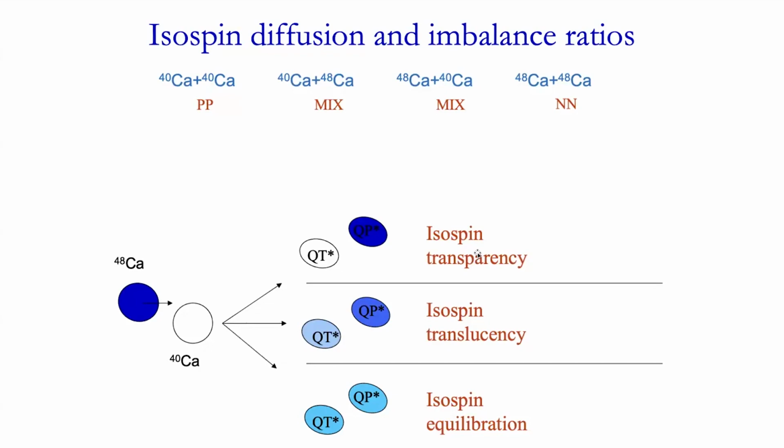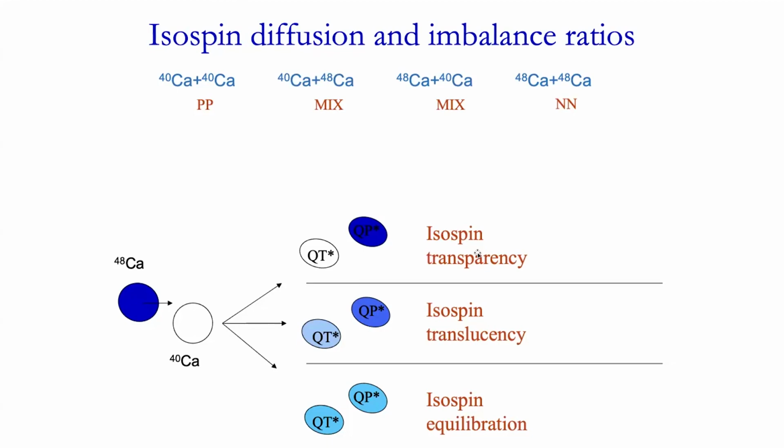So we have studied 4 different reactions where we change the N over Z. The first one is the symmetric one, because calcium-40 has N equals Z. So this is a symmetric nuclear system. Calcium-48 on calcium-48 is the most neutron-rich system. And then you have the mixtures: calcium-40 projectile on calcium-48 target and calcium-48 projectile on calcium-40 target. And you have the collision. At the beginning, you have a certain N over Z of the projectile and the target.